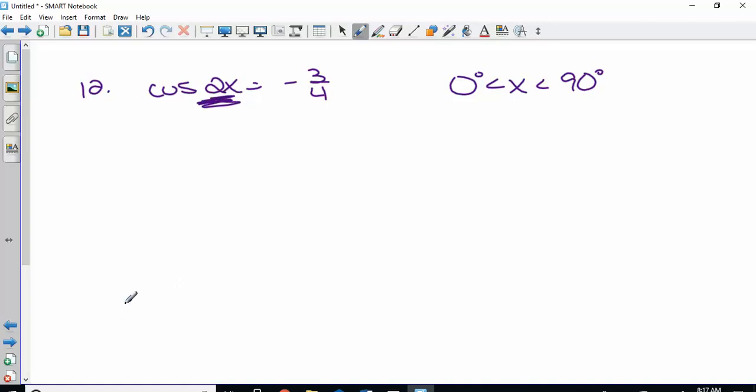I have cosine of 2x. So 2x, that tells me double angle. Look at your double angle formulas. If I want to find cosine of x, is there a formula that involves a cosine 2x and a cosine x? Yeah, we have one that says cosine of 2a is 2 cosine squared a minus 1. So, cosine of 2a, that's our cosine 2x, which we know is negative 3/4.